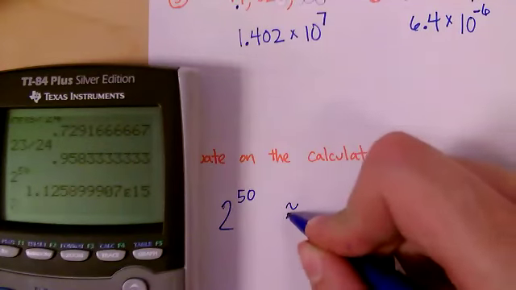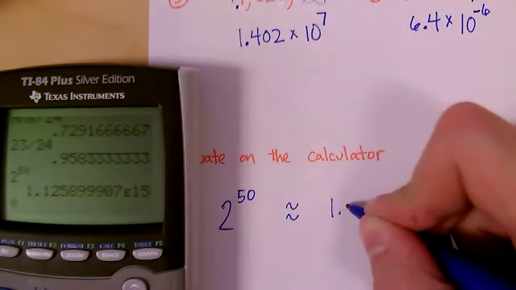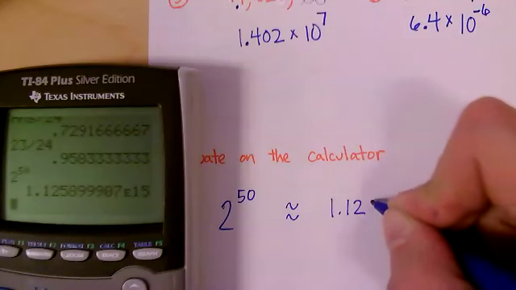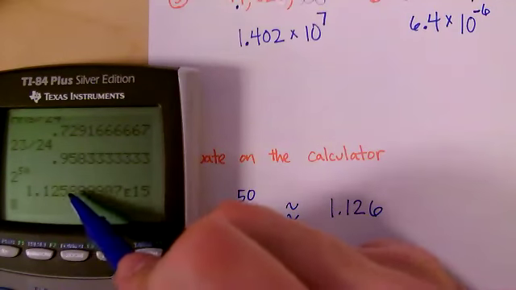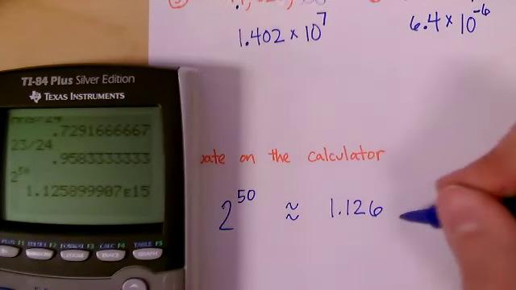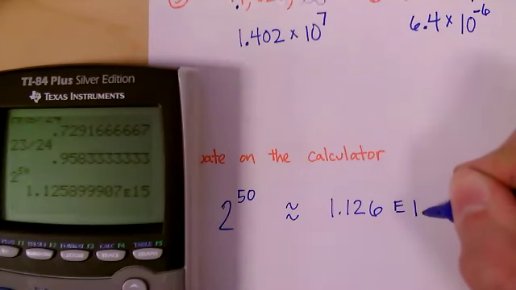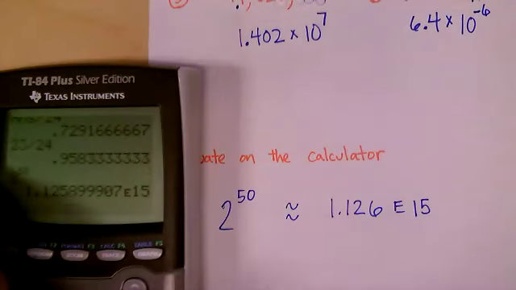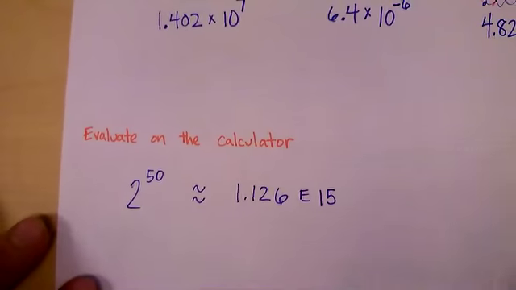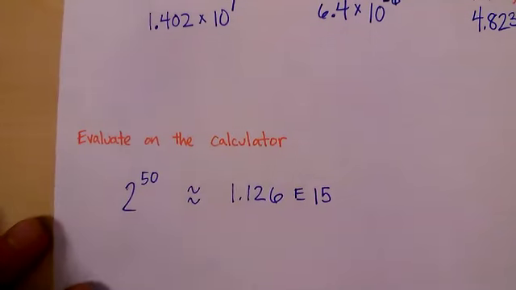So I'm going to put a squiggly equal sign because I'm rounding. It's 1.126. If I round, I guess it'd be 6 because 8 would bump this up. And it says E15 on the end. That's what your calculator says. That is not what you write. That E does not mean error.